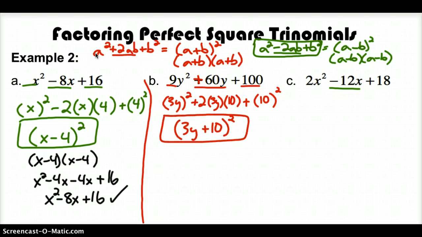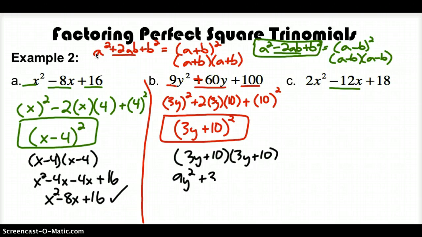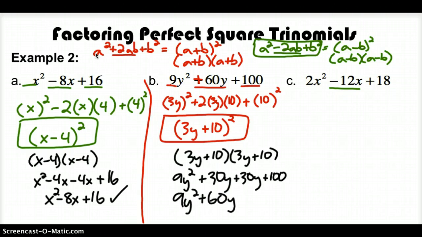Again, I'm going to FOIL this and make sure that I'm correct. This is now 3y plus 10 times 3y plus 10. 3y times 3y gives us 9y squared. Our outside gives us a positive 30y. Our insides give us another positive 30y. And last times last gives us a positive 100. When I combine like terms, I'll get this as my answer. Let's go ahead and look at this very last one.